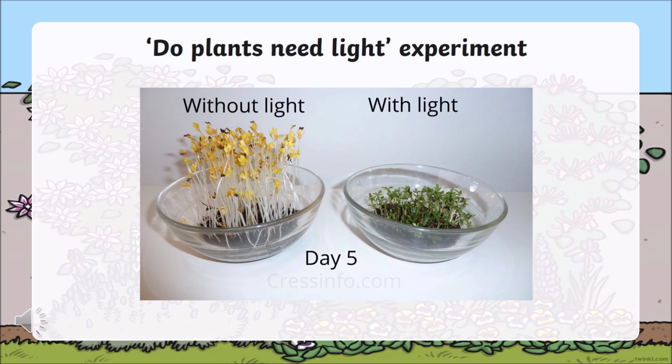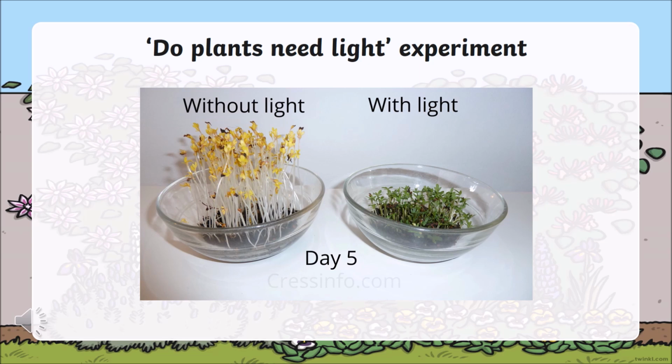For the do plants need light experiment, both sets of seedlings started off the same, but the ones on the left without light have gone yellow and they've grown really tall and thin very, very quickly. The ones with light have grown well. Now the question is, why are the ones on the left so tall?